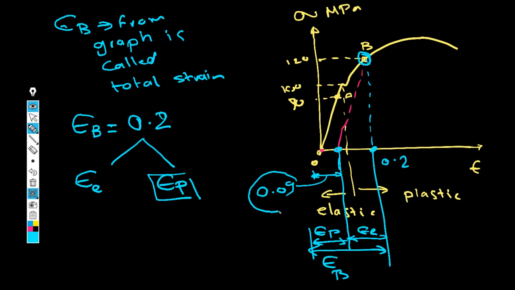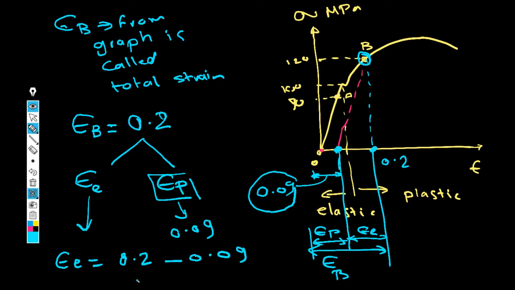If you look here, the plastic strain I can find is 0.09. This is a permanent strain that happens. How to find the elastic strain? I can say elastic is equal to 0.2 minus 0.09. You can get it in that way, which gives 0.11. Okay or not?